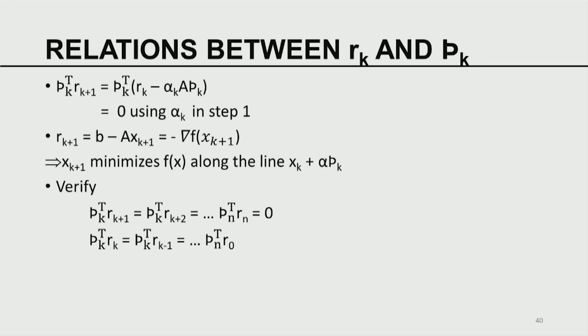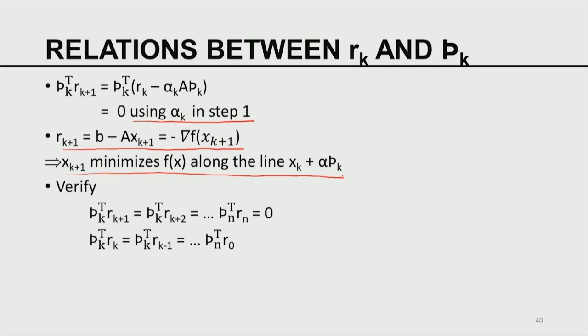Relation between rk and pk: pk transpose rk plus 1 is 0 using alpha k in step 1. I would like you to verify this. These are all important properties. One should verify that. That means rk plus 1 and pk are orthogonal to each other. Please remember, in the case of the conjugate gradient method, rk plus 1 and rk are orthogonal. Here rk plus 1 is the gradient of the function at xk plus 1. That implies xk plus 1 minimizes f of x along xk plus alpha pk.